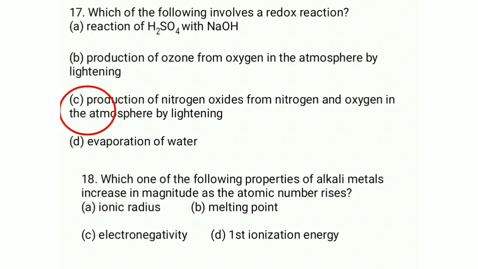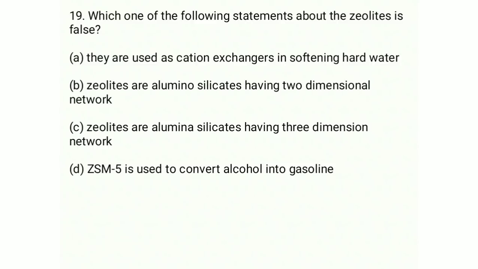Then 18th, which of the following properties of alkali metals increases in magnitude as the atomic number rises? Very simple. As atomic number increases down the group, remember, ionic radius also increases. The remaining three properties decrease. So the answer is A.